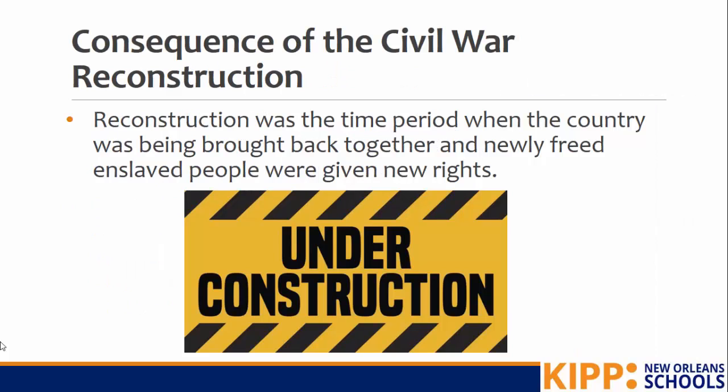So that is the course of the war. The consequence of the Civil War was Reconstruction. This is the time period when our country is back under construction because we're bringing our country back together and we're helping formerly enslaved people be given new rights. So America is both trying to get those southern states back into the country, and America is also trying to help formerly enslaved people figure out how to live as now free people.